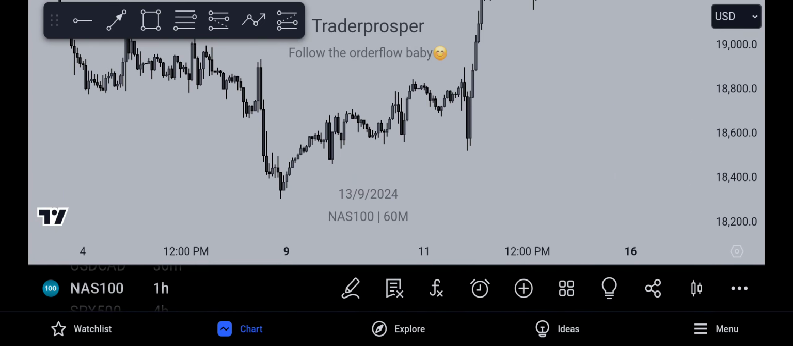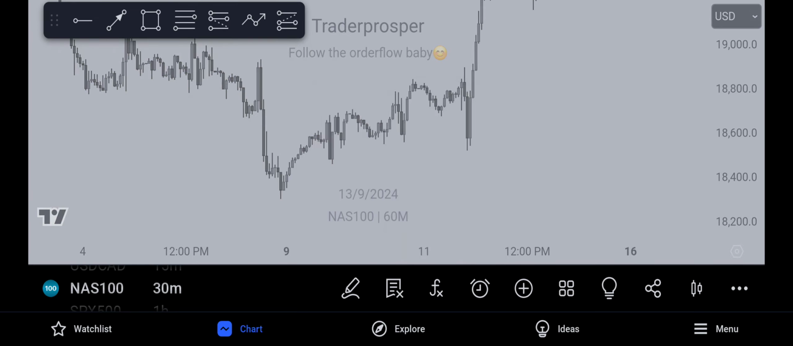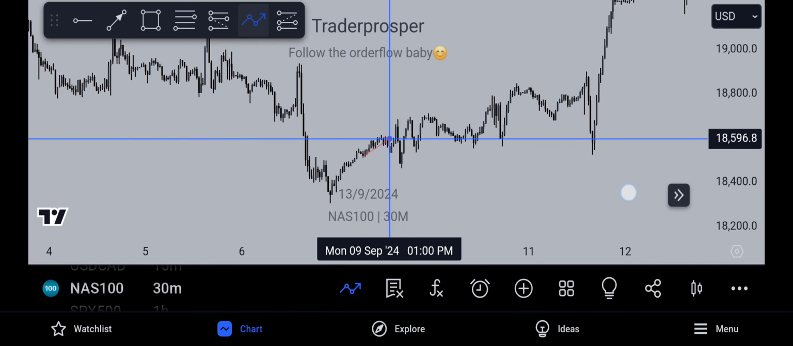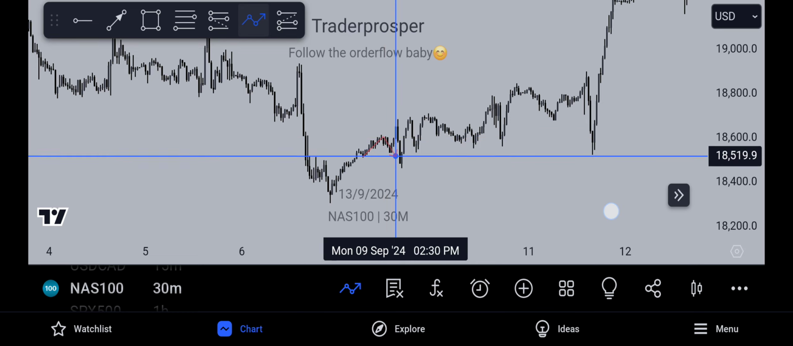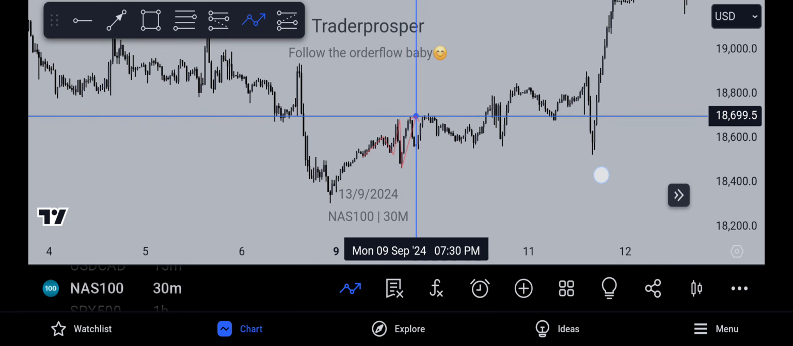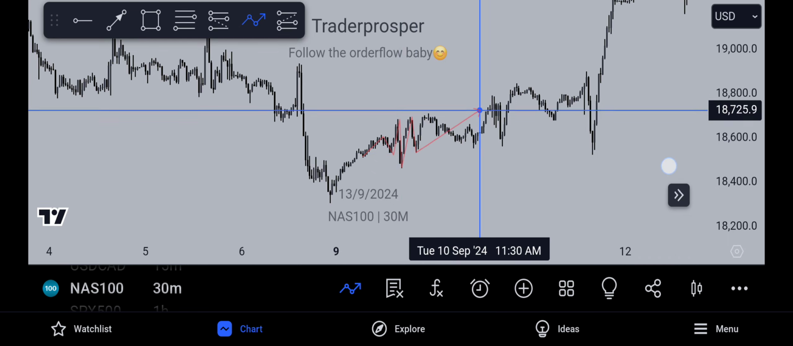We took a trade from this low. If you are conversant with what you are doing, you're already seeing the buys. So that was the sweep. Okay, that's our loss.